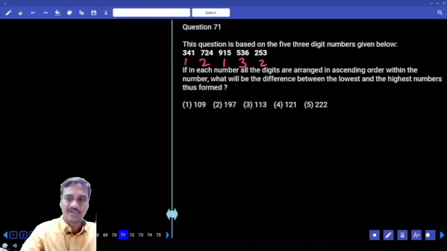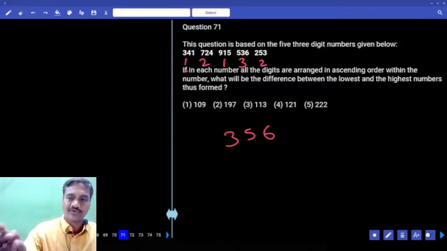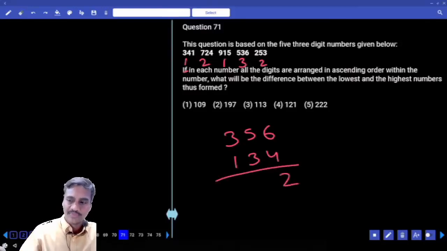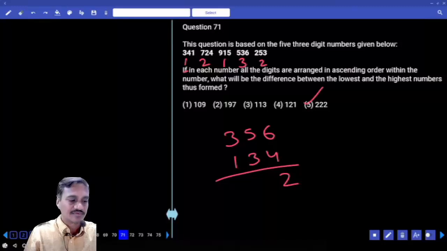Then the difference between the lowest and the highest number. What is the highest number we have? Highest number 356, and lowest number 134 and 159. Now between these two, which is the lowest? 134. Then the difference between these two, what is the difference here? Now 2. Now 2, that is given in choice 5.